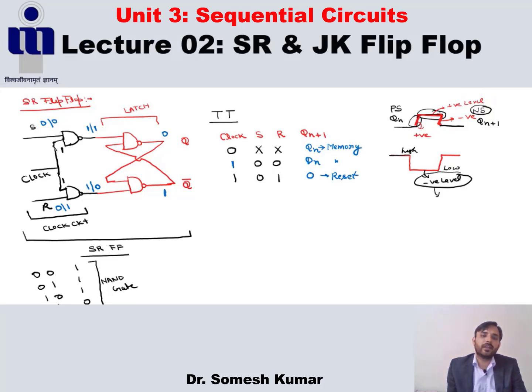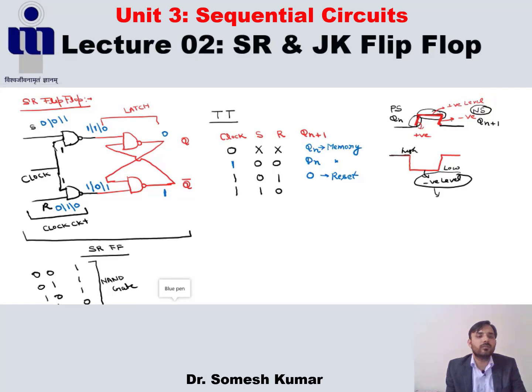Fine. So in the next case, what happened here? The clock remains 1, and this is the combination where the inputs are opposite. If S becomes 1, R becomes 0. So here it becomes 1 and 0. In 1 and 0, what is the output? Output becomes 1. Here the output becomes 0.